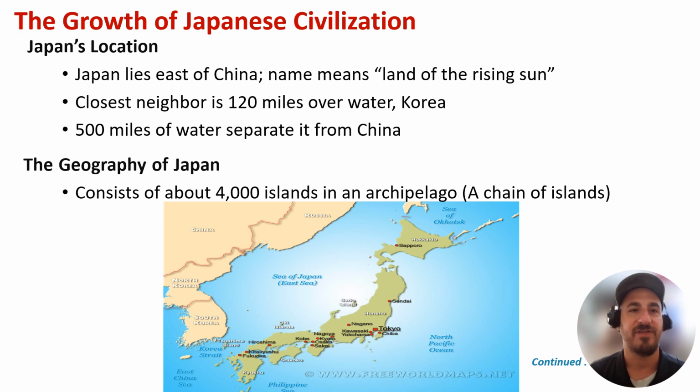Their geography is fascinating. Like your book says, there are 4,000 islands in their archipelago. An archipelago is a chain of islands. The book says there's 4,000. Just so you know, in the last year or so, using drones, they've found that Japan has 8,000 islands around it.